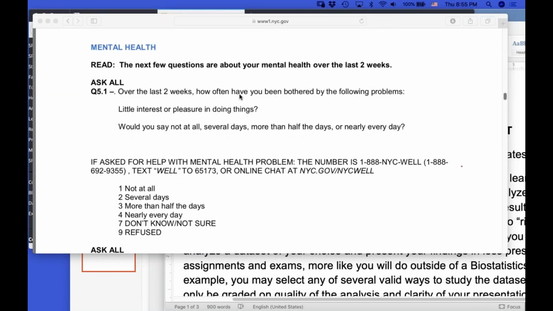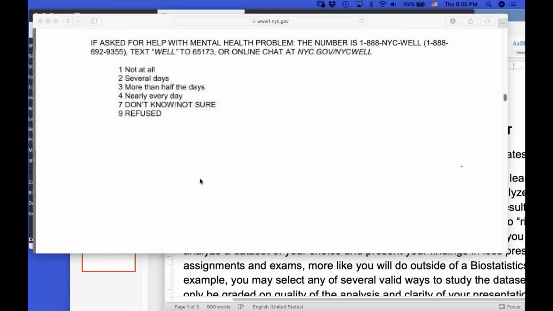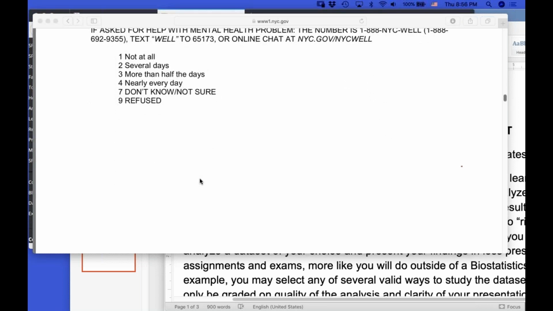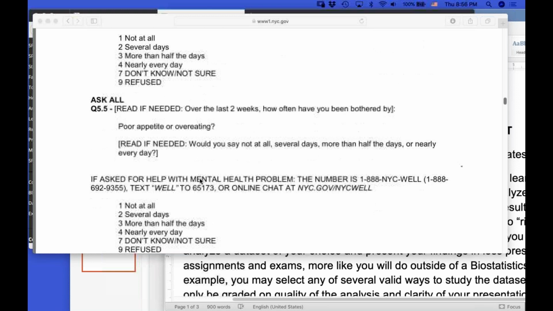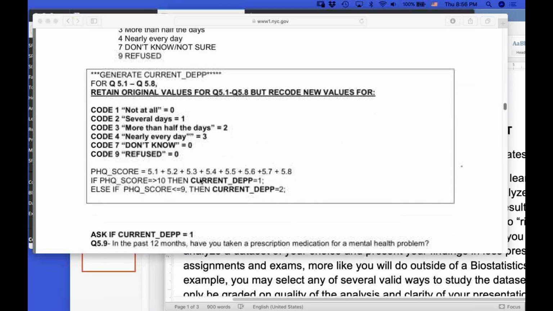Mental health. Over the last 2 weeks, how often have you been bothered by the following problems? Little interest in doing things. Not at all. Several days. More than half the days. Nearly every day, and so on. Again, categories, right? But ordinal. Not at all, and so on and so forth.